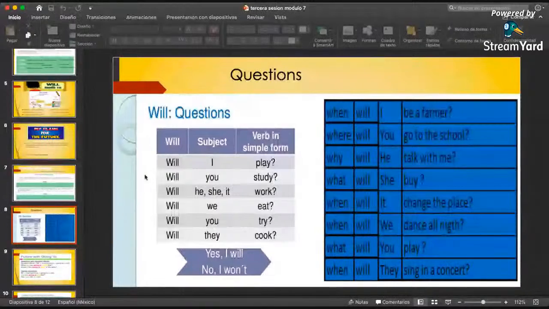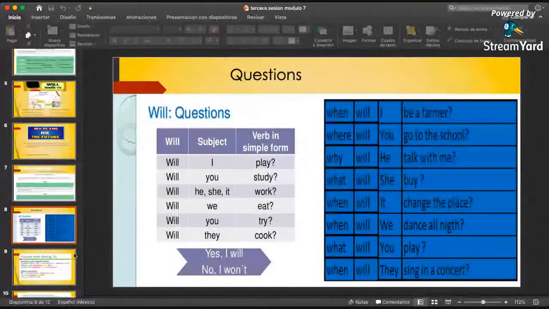Will you study? ¿Estudiarás? Will we eat? ¿Comeremos? And the answer is yes, I will, or no, I won't. Sorry, this is for the future tense and for the yes/no questions. And you can also write information questions using the words when, where, why. For example, when will I be a farmer? What will you play? When will we dance at night? Etc.